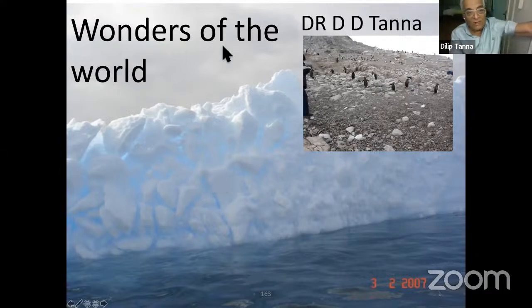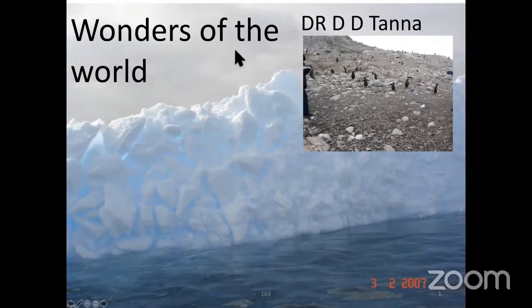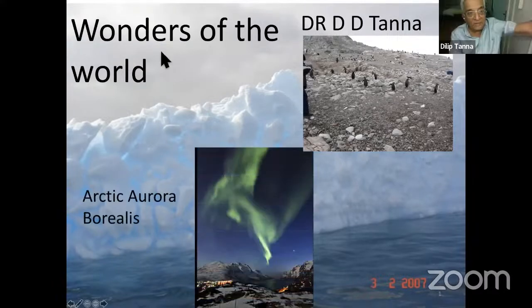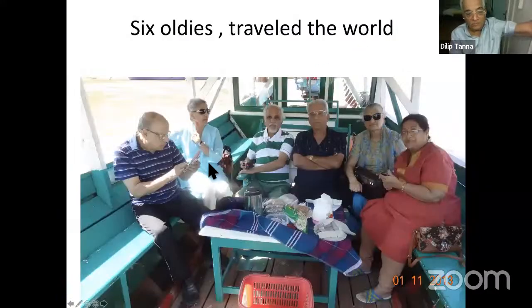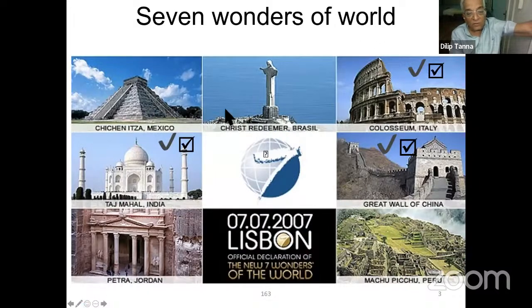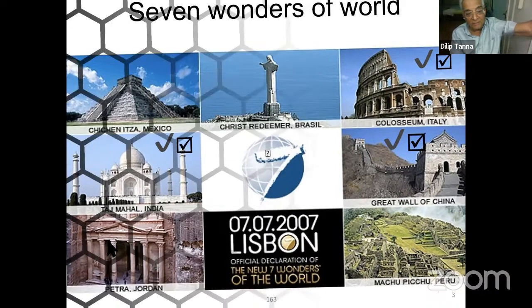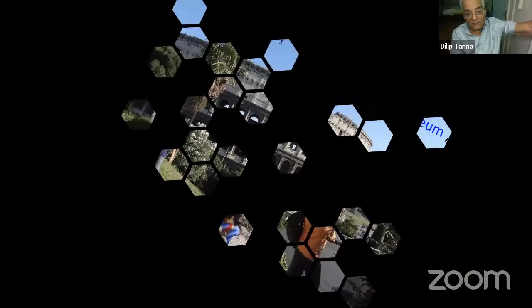All the world travel, wonders of the world. There are 7 wonders of the world. 6 oldies travel the world: Dr. Kulkarni, my wife, Sudhir Babulkar, me, Mrs. Kulkarni, and Mrs. Babulkar. 7 wonders of the world: Mexico, Brazil, Italy, Taj Mahal, Great Wall of China, Machu Picchu, and Petra. I am one of those fortunate ones who have done each one of them. I'm going to talk about that and then further up.